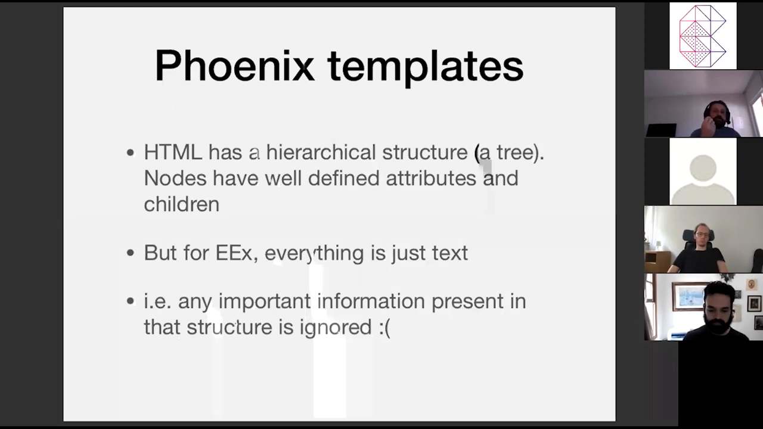But the problem is that HTML, which is the main language you use to create front-end applications, is a structured language. I mean, it has a hierarchy, and it defines nodes, and those nodes have well-defined attributes and children, which are also structured. So the problem is that for EEx, everything is text. So it's really complicated when you want to produce something that is structured, but then you have a template engine that just ignores everything that is already there. I mean, all information about parent and child nodes and attributes is just ignored by EEx. So I think we miss a lot of that.